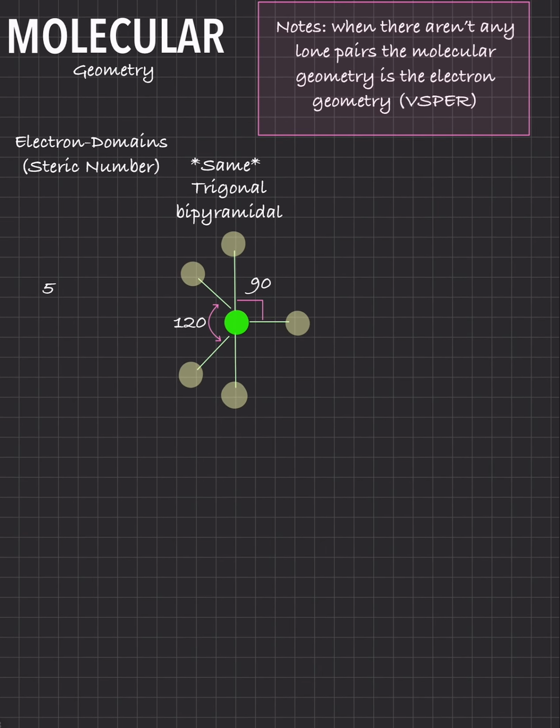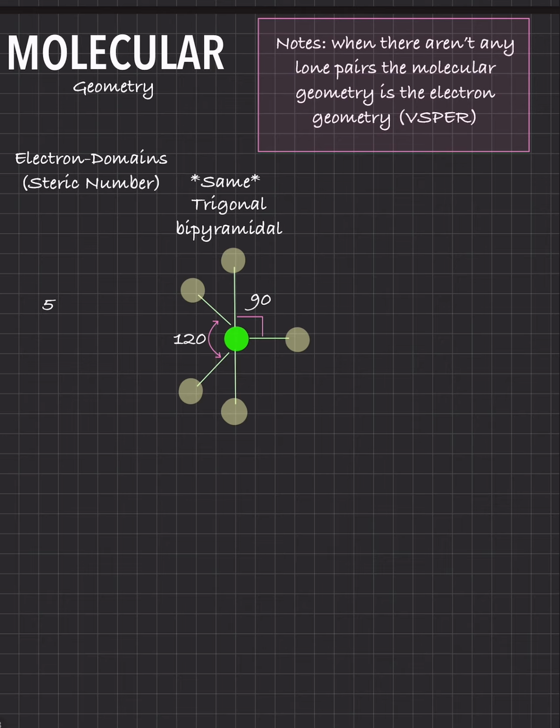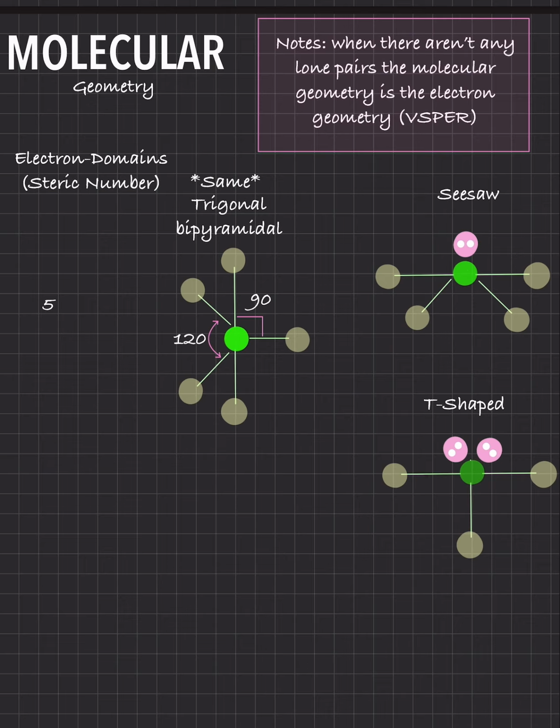Let's say you have 5. Again, if they're all bonded, it's going to be trigonal bipyramidal in both the electron and the molecular. But let's say you start putting in lone pairs. Now the molecular geometry is different. If you have 4 bonded and 1 lone pair, that's seesaw in the molecular. If you have 3 bonded and 2 lone pairs, that's T-shaped. And look, y'all, it looks like a T. That's where the name came from. And the seesaw here, think about it. You're on a seesaw. That's what it looks like. So that's pretty self-explanatory, okay?